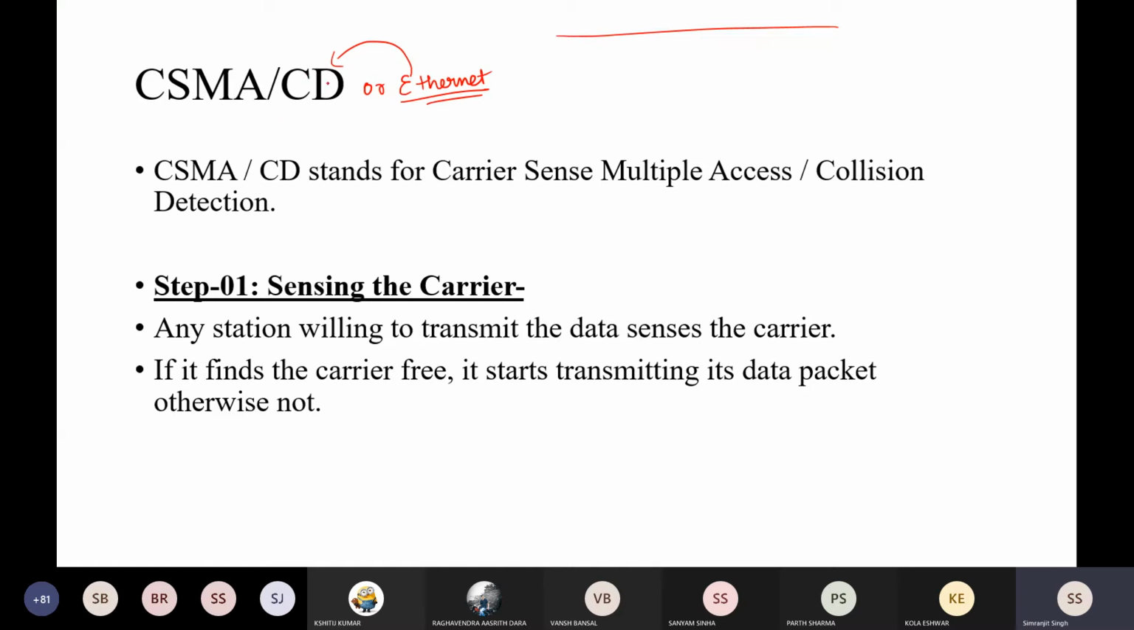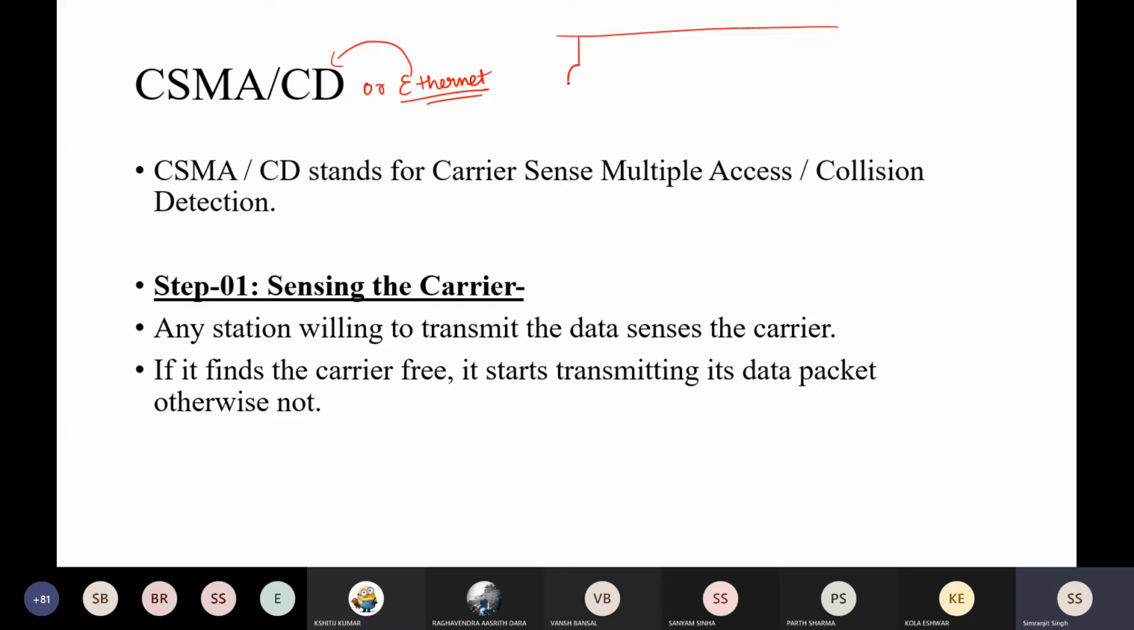Keep in mind CSMA/CD is employed in the Ethernet protocol. I'll tell you about Ethernet also, but it is used in Ethernet mostly. Mostly means every time you will use this particular access control method in Ethernet. Keep that in mind. Now what is the meaning here?